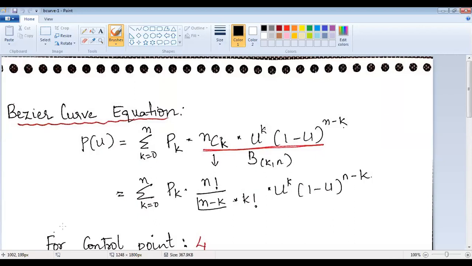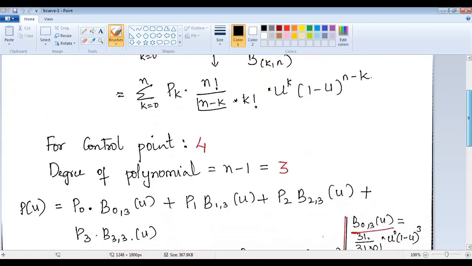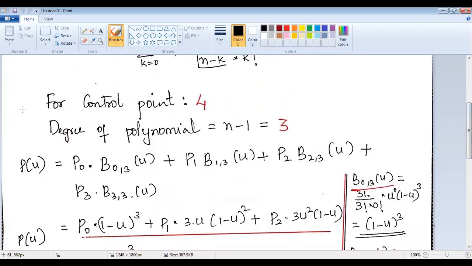So that is the sum from k is equal to 0 to n of pk into n factorial divided by n minus k factorial into k factorial, into u to the power of k into 1 minus u to the power of n minus k, for 4 control points. They may ask you for 4 control points, or for 3 control points or 2 control points. This is a guaranteed question: give the Bezier curve equation for 4 control points or 3 control points or something. That is why I have solved it on paper and am explaining it to you.